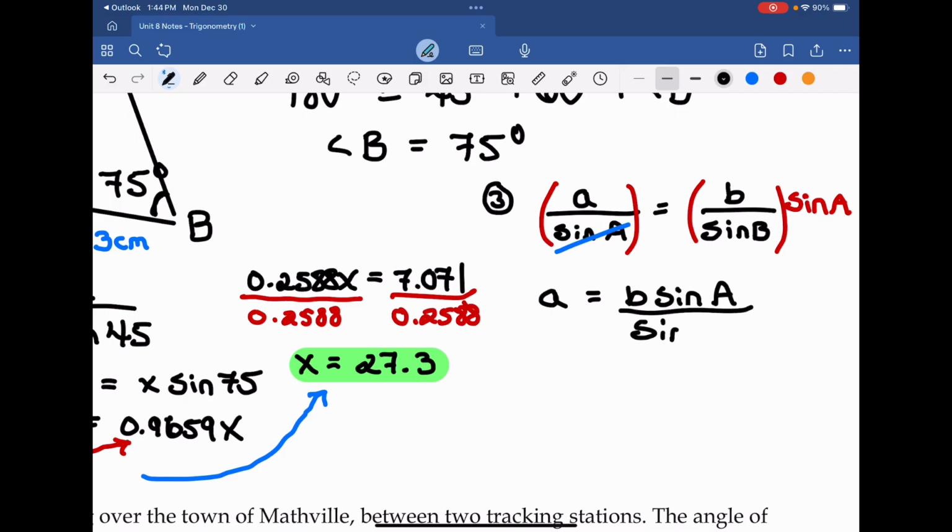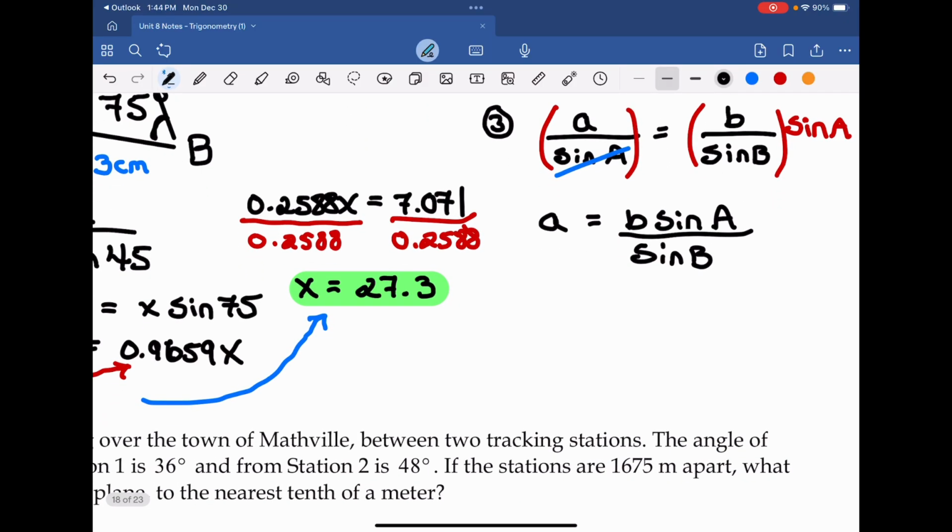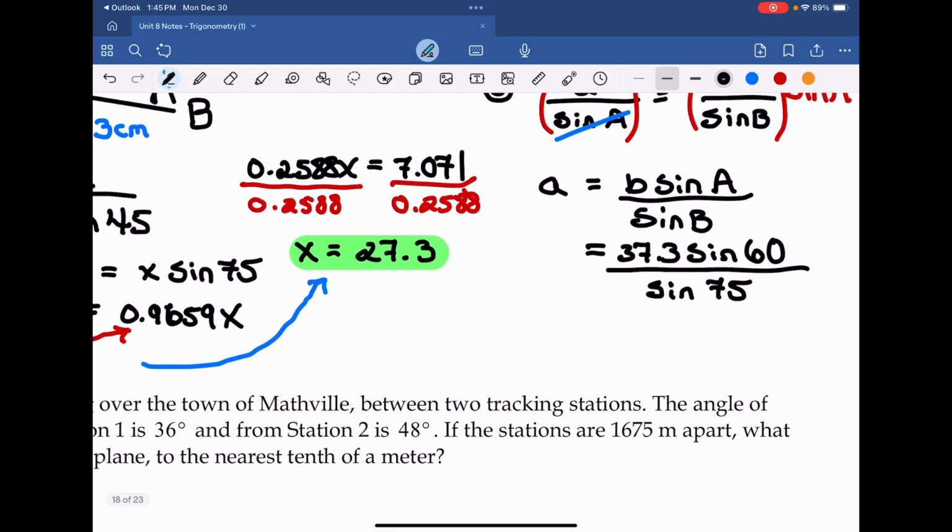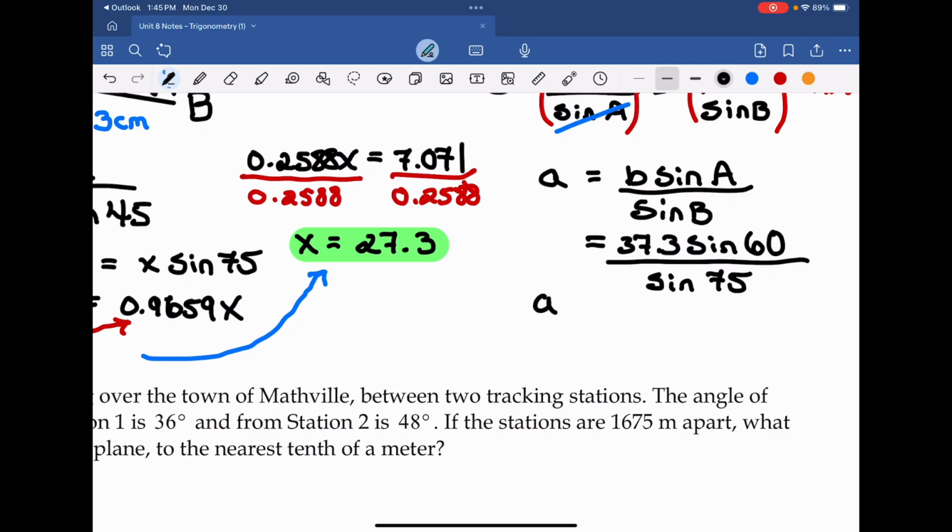And it's going to leave me with side length A is equal to B times sine of A, all divided by sine of B. Now, filling in numbers here, this is going to be equal to side length B, which is 37.3, times sine of A, the angle at A is 60, divided by sine at B, which is 75. And then this is going to give us where A is equal to 33.4.